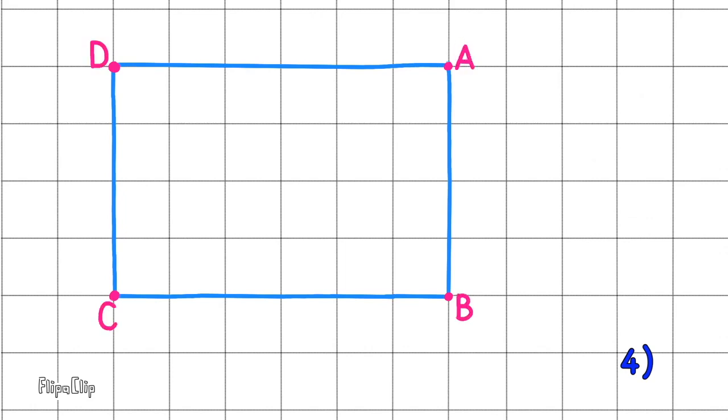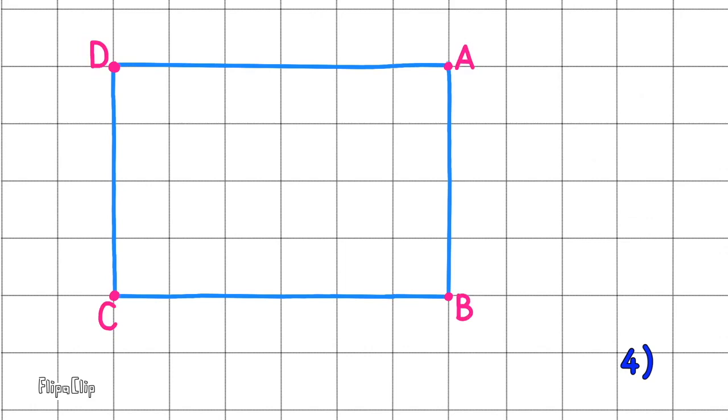Let's take a look at E. BC equals 2 times AB. So no matter which way we label this, one side length will not be exactly 2 times the other side length. So this one, for sure, is not similar.